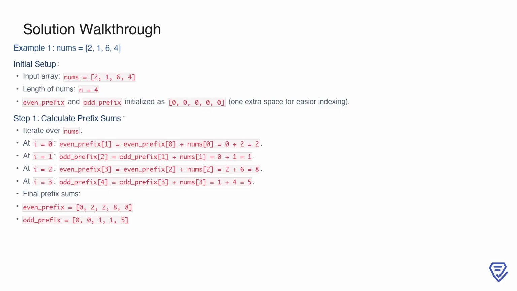For index 0, which is even, we add nums[0] to the even prefix, giving even_prefix[1] equals 2. At index 1, which is odd, we update the odd prefix, resulting in odd_prefix[2] equals 1. Index 2 is even, so we add nums[2] to the even prefix, making even_prefix[3] equals 8. Finally, at index 3, we update the odd prefix to odd_prefix[4] equals 5. The final prefix sums are even_prefix equals [0, 2, 2, 8, 8], and odd_prefix equals [0, 0, 1, 1, 5].